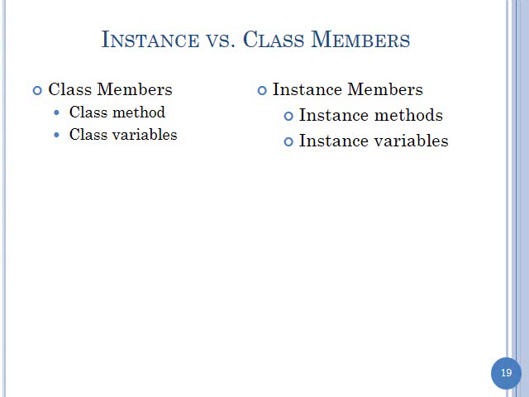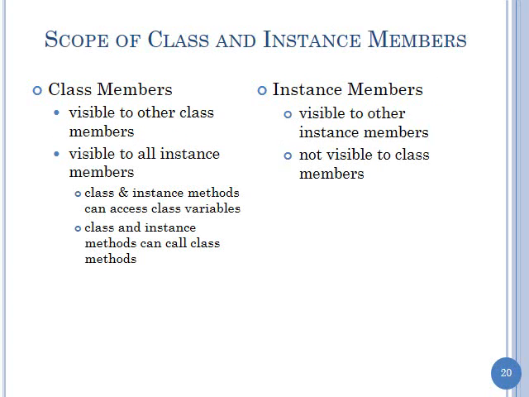Okay? So instance versus class membership, class methods, members. You can have instance members and class members. Class members are class methods and variables. Instance members are instance methods and variables. And class members are visible to other class members. So one static method can call another static method. They're also visible to all instance members, so they're visible in constructors and in instance methods. And instance members are visible to other instance members, so one instance method can be called by another instance method in the same class. But they're not visible to class members.